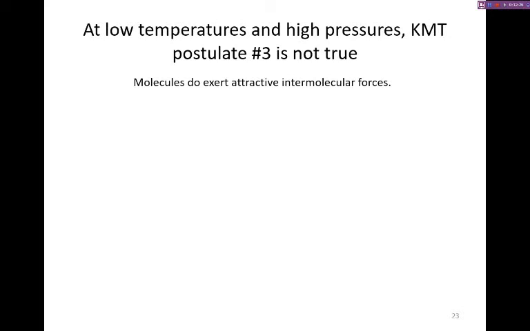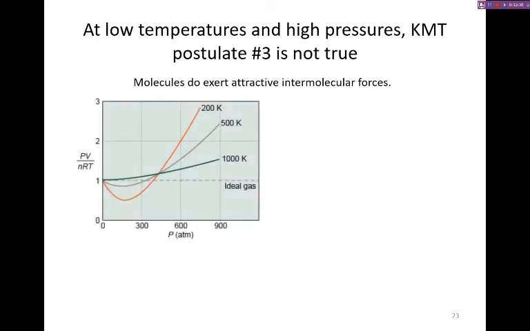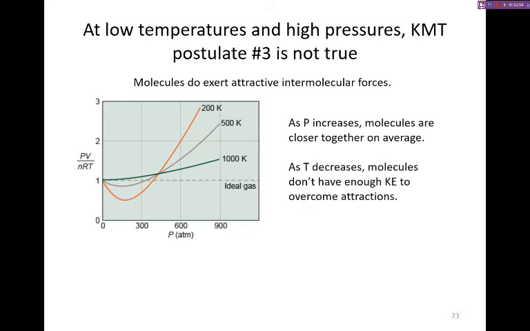At low temperatures, we also get deviation. And the third postulate states that the molecules do not exert attractive intermolecular forces. At high pressures and low temperatures, this is not the case. And the reason for this is because as the pressure increases, the molecules are closer to each other. Therefore, they have more opportunities to interact. And as the temperature decreases, the molecules don't have enough kinetic energy to overcome the attractions.